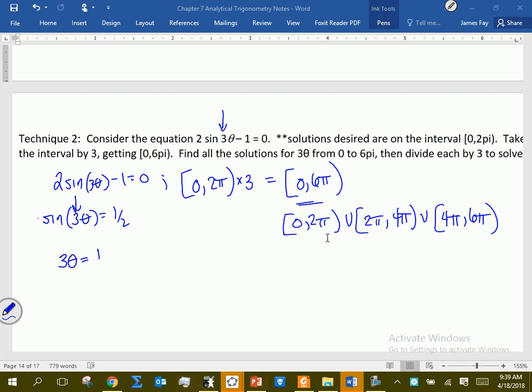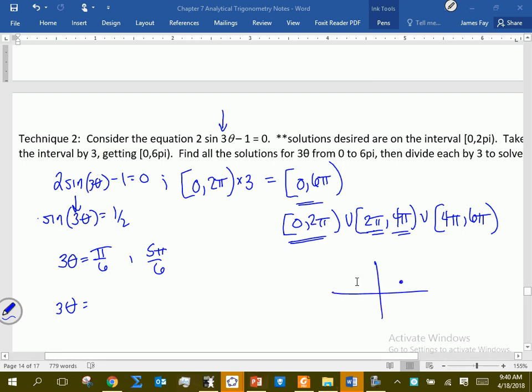So what I want to do first is think about, okay, where is sine 1/2 in between 0 and 2 pi? Well, we've already done that, right? We said it was pi over 6 and 5 pi over 6, correct? Okay. The next thing I want to do is say, okay, where is sine 1/2 in between 2 pi and 4 pi? Well, that's at the same spots. It's still there and there on my unit circle, right?